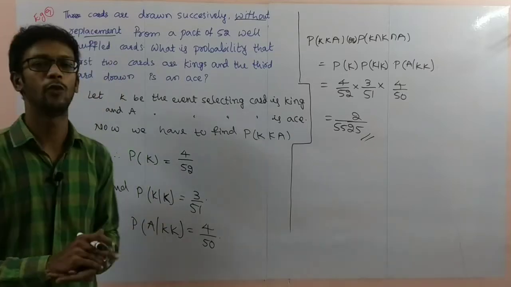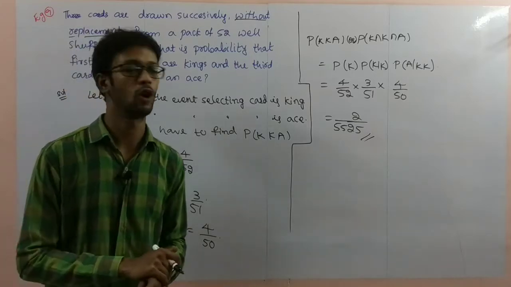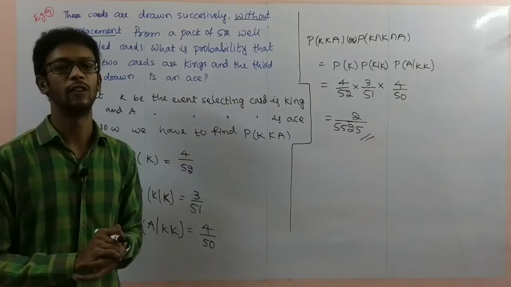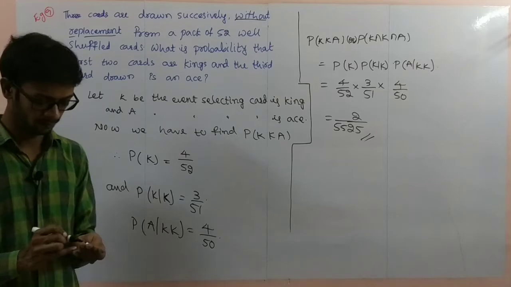So this is the way of finding the probability for more than 2 events. For more than 2 events we have to use the multiplication theorem, and we have to continue the same problem. So pause the video to note it down.